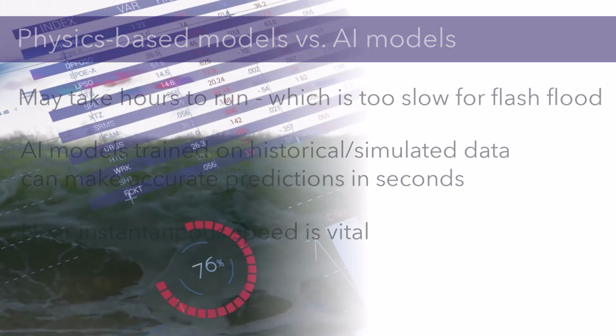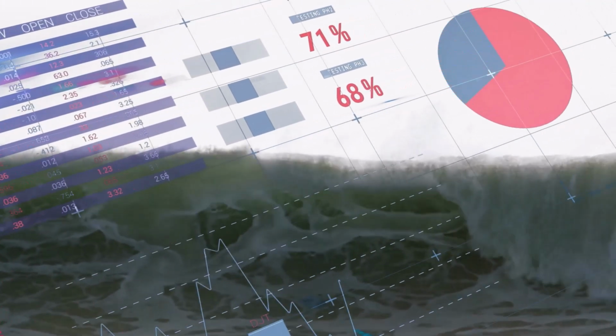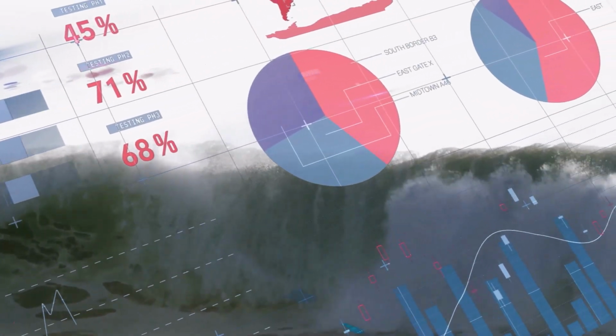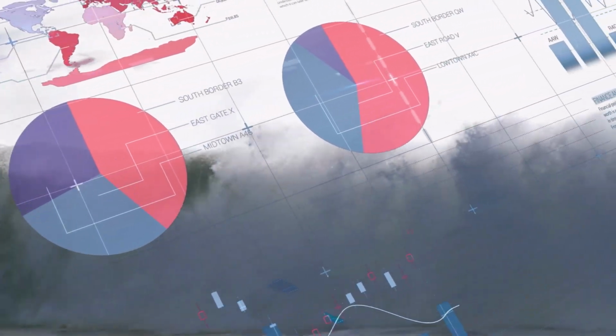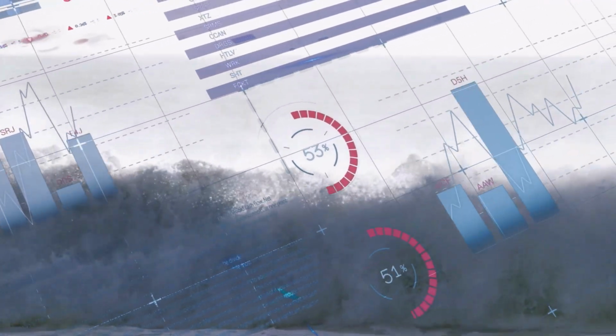For instance, Google developed an AI flood model that extended reliable flood forecasts in data-scarce regions of the world by 2 days, providing a crucial advantage for evacuation and preparation.